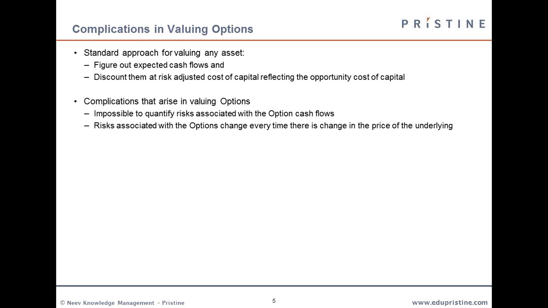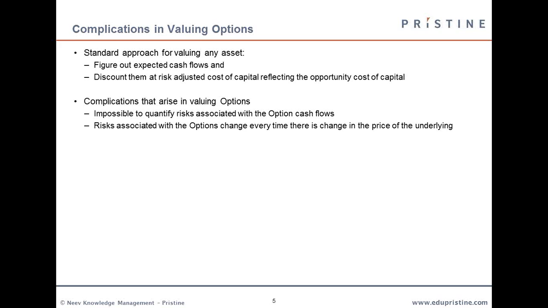So for any asset, the standard approach to value it is to figure out the expected cash flows from it, and then discount them using the risk adjusted cost of capital, or the opportunity cost of capital. So say if your asset will give me 100 rupees or $100 after 3 months, I'll discount it to today using the risk-free opportunity cost of capital that is available in the market right now, and then based on that we'll decide the value of whatever asset or option you have there.